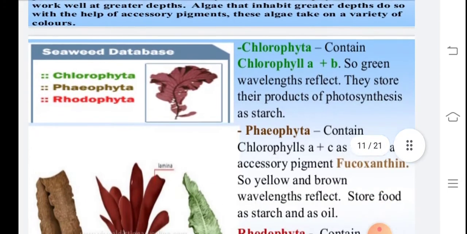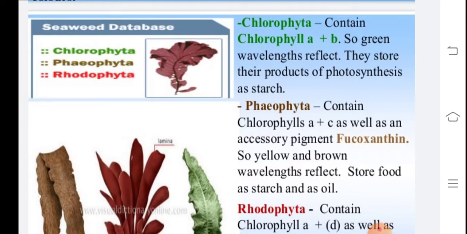The Chlorophyta contain more chlorophyll A and B, so green wavelengths reflect the light, and they store the product of photosynthesis as starch. Here you are observing the structure in Phaeophyta: chlorophyll A and C or fucoxanthin. It is yellowish brown and the wavelength generally reflects this light and therefore it is called brown algae. Starch and oil is the main reserve food.